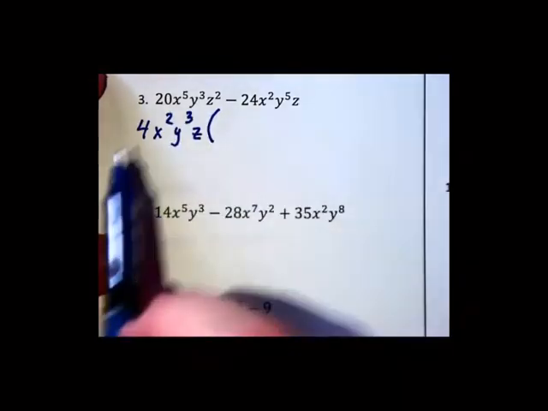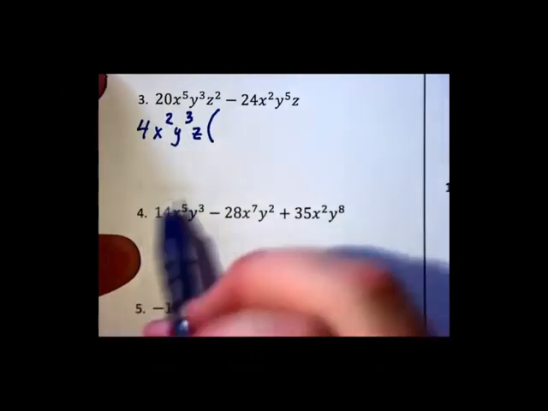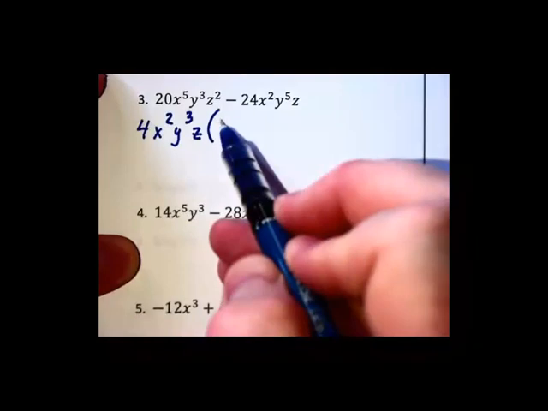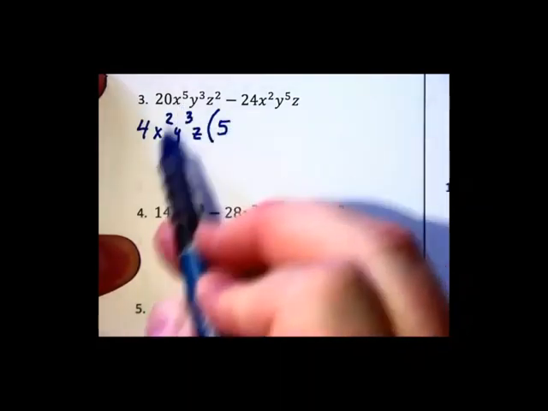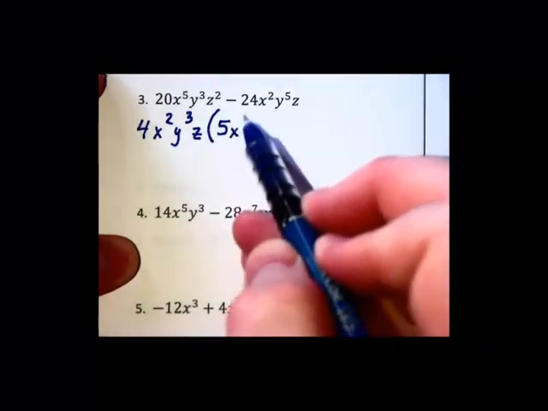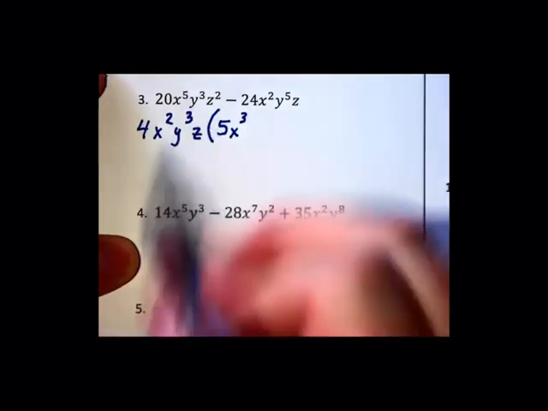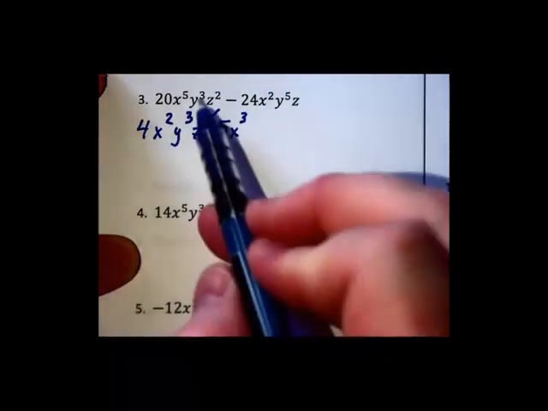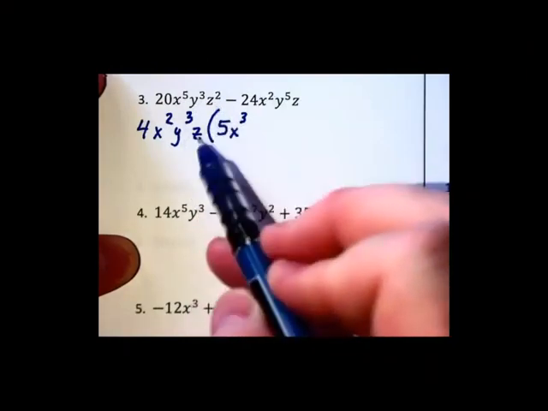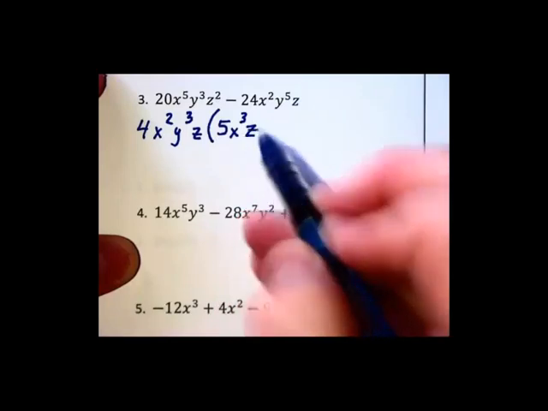Then we ask, how many times does each of these go into the 20x to the 5th y cubed z squared? The 20 divided by the 4 makes 5. The x to the 5th divided by the x squared makes x to the 3rd. Now I just mentioned division, but you're basically just subtracting exponents, 5 minus 2. With the y's, you're dividing the whole y to the 3rd out, and with the z's, one of the z's is being divided out of the z squared, leaving one z left over.